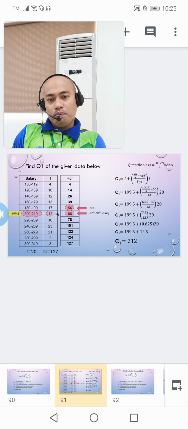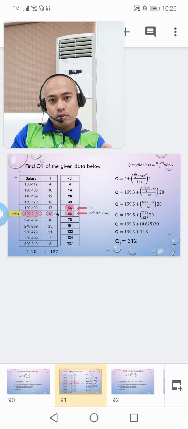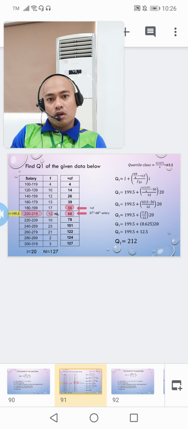And this 63.5 that we computed a while back, given by kn over 4, where does it belong among this less than CF? It belongs to 68. Because 68, as I said, has a composition from the 57th position up to the 68th position. And the position that we computed is 63.5. So what does it mean? The 63.5 will belong to 68 in the less than CF.